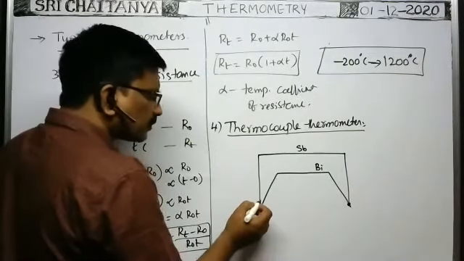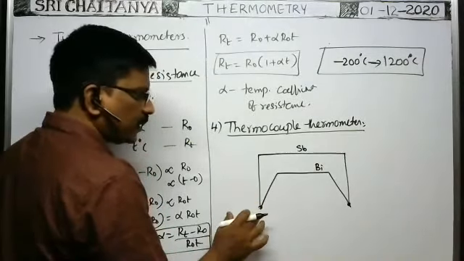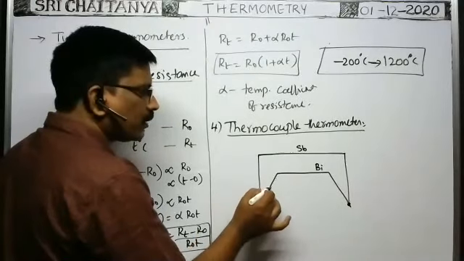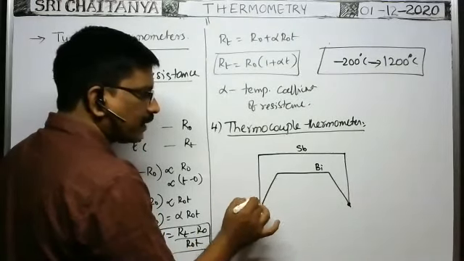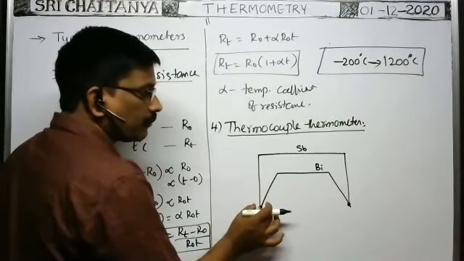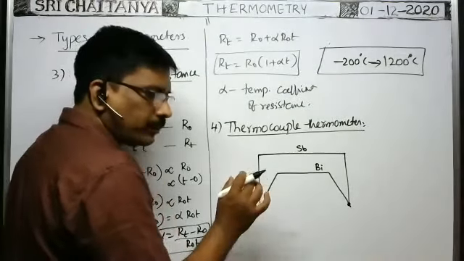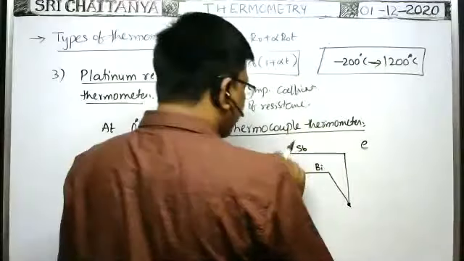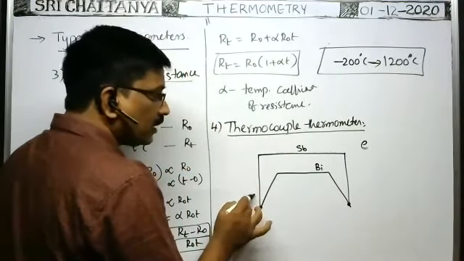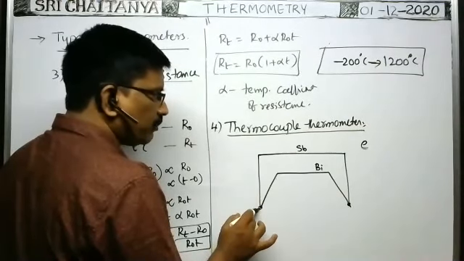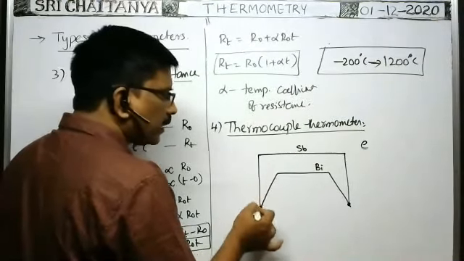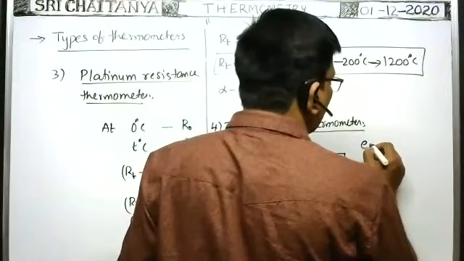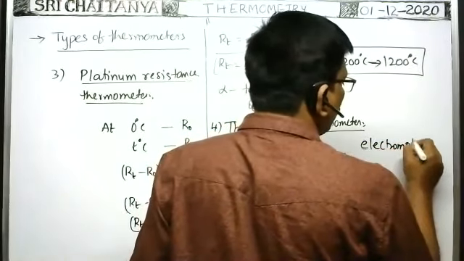Okay. Suppose this junction is at a certain temperature. Because of the difference of free electron density, the free electrons move from one metal to another metal at the junction. Due to that, some EMF is developed here. EMF means electromotive force. Because of the temperature of the junction, and because of the difference in free electron density in the two metal wires, free electrons will flow from one metal to another at the junction. Due to that, some potential is developed here. That is called EMF, electromotive force.